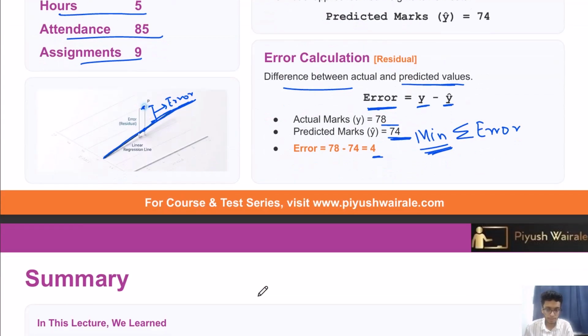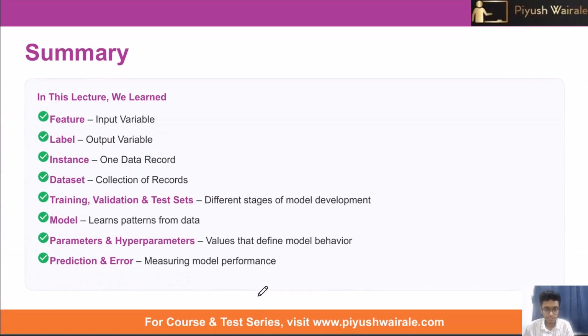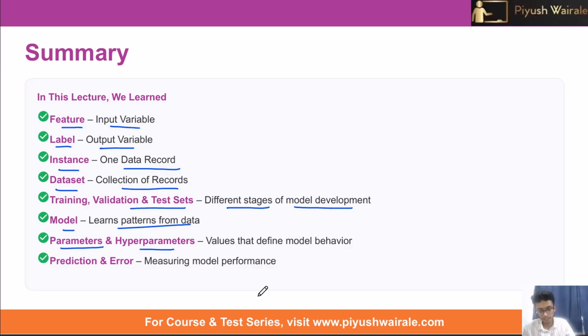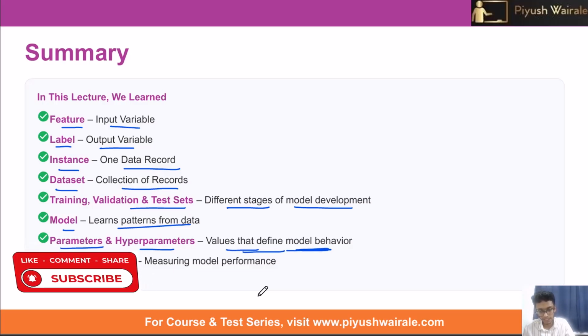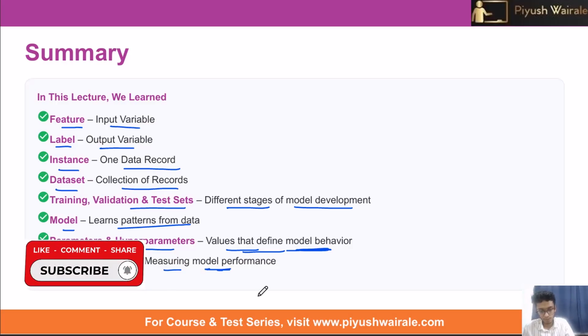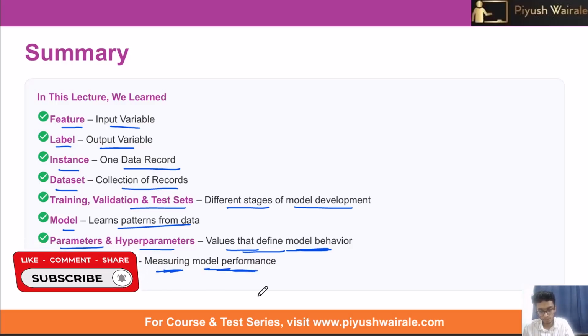Now move to the summary of this lecture. So this was a very basic lecture, but an important lecture because we need to know the terminologies we're going to use throughout this course. Okay, so feature is input variables, label is the output variable, instance is one data record, data set is the collection of records, training, validation and test set are the different stages of model development, model learns patterns from the data, parameter and hyperparameter are values that define the model behavior, right? And then comes the prediction and error, which is used for measuring model performance and retraining the model.